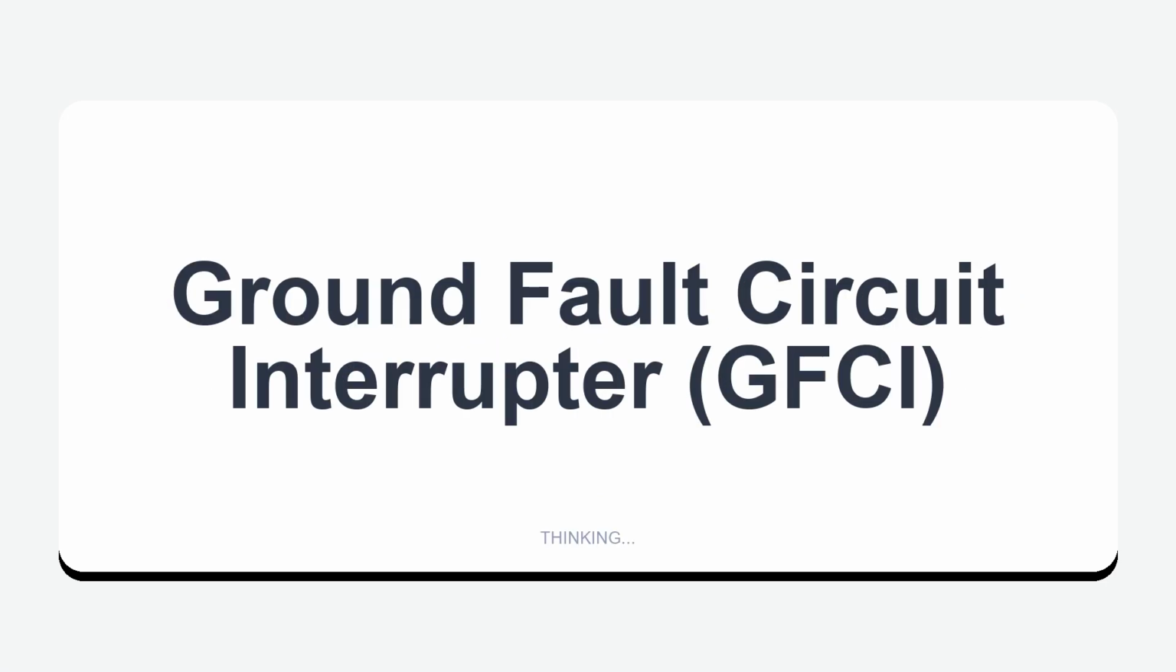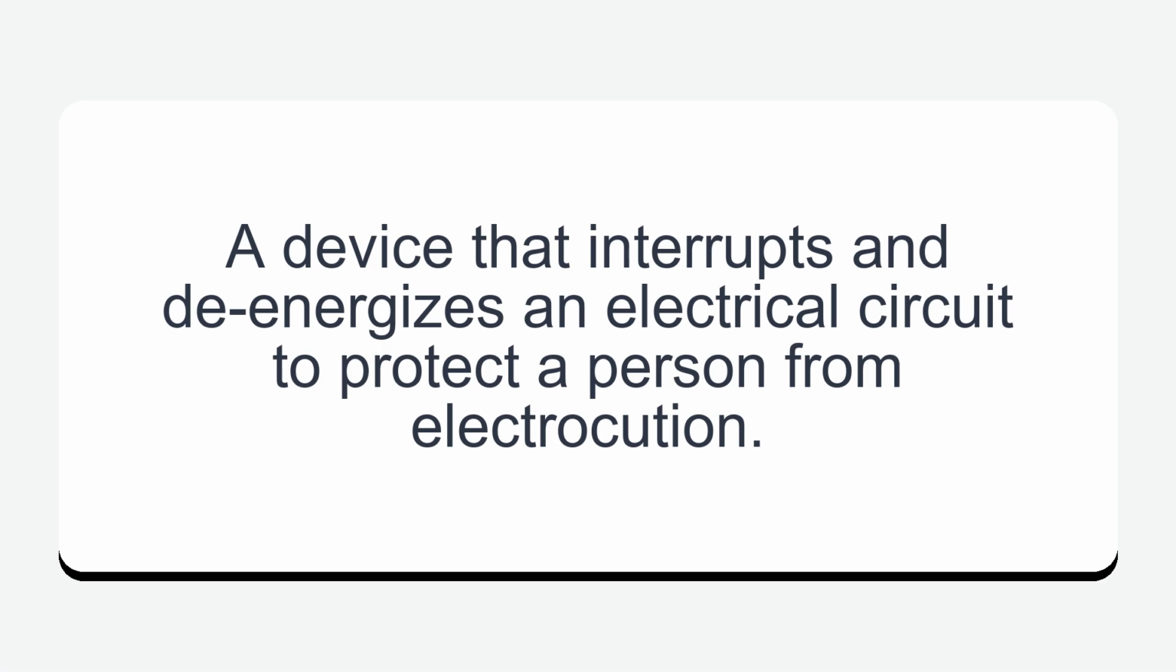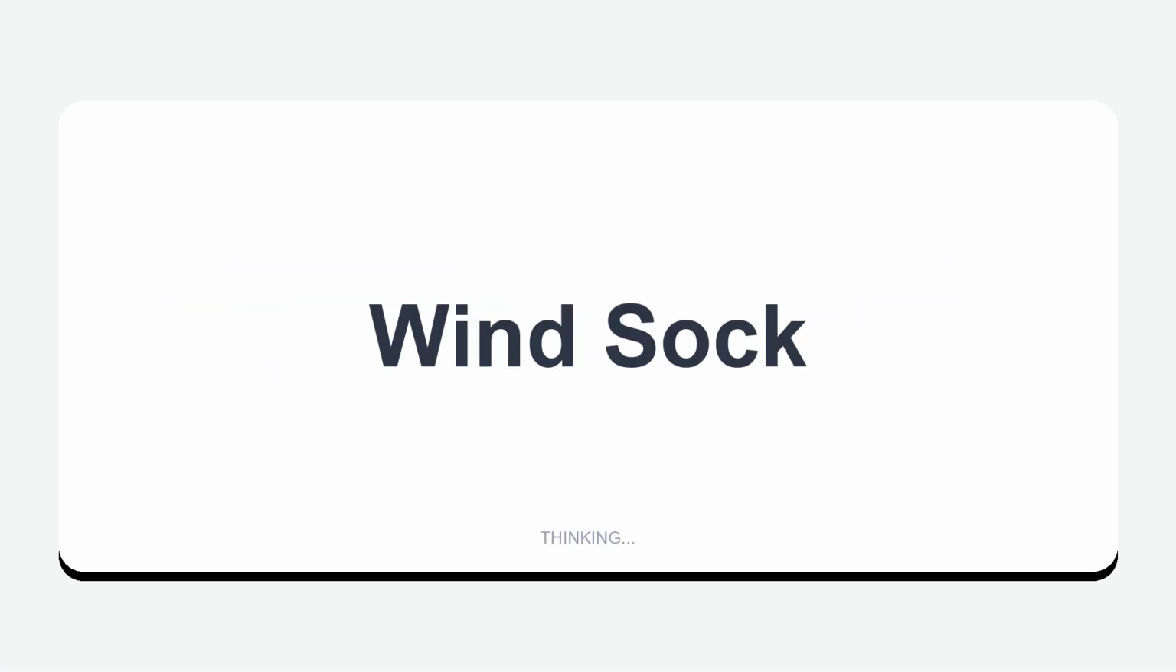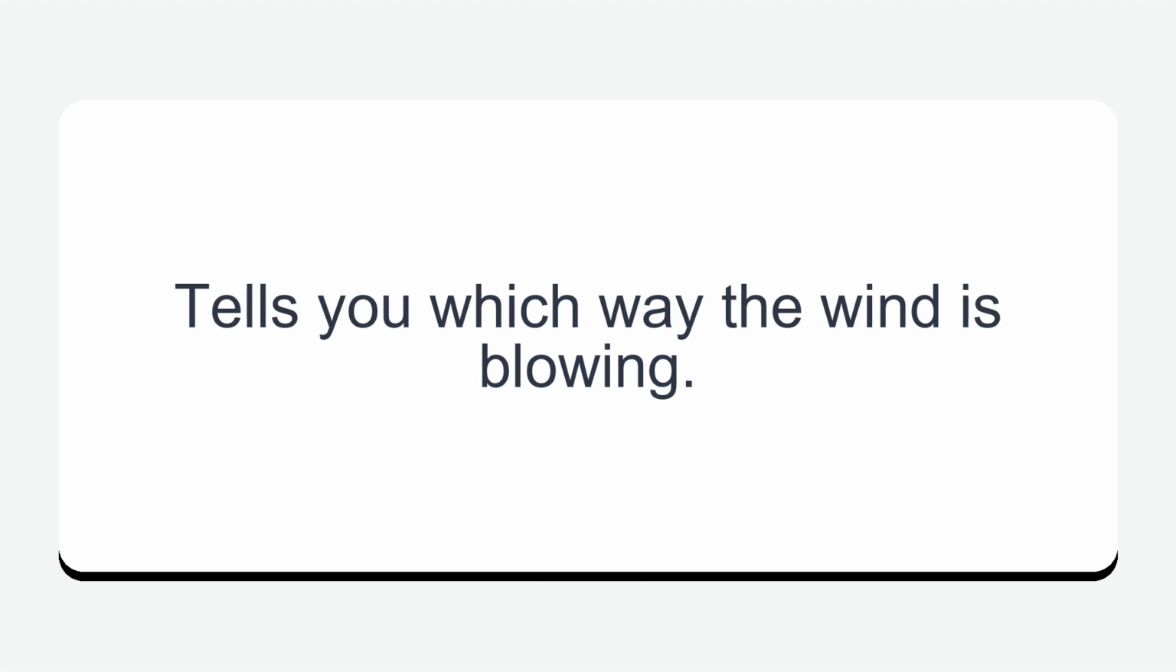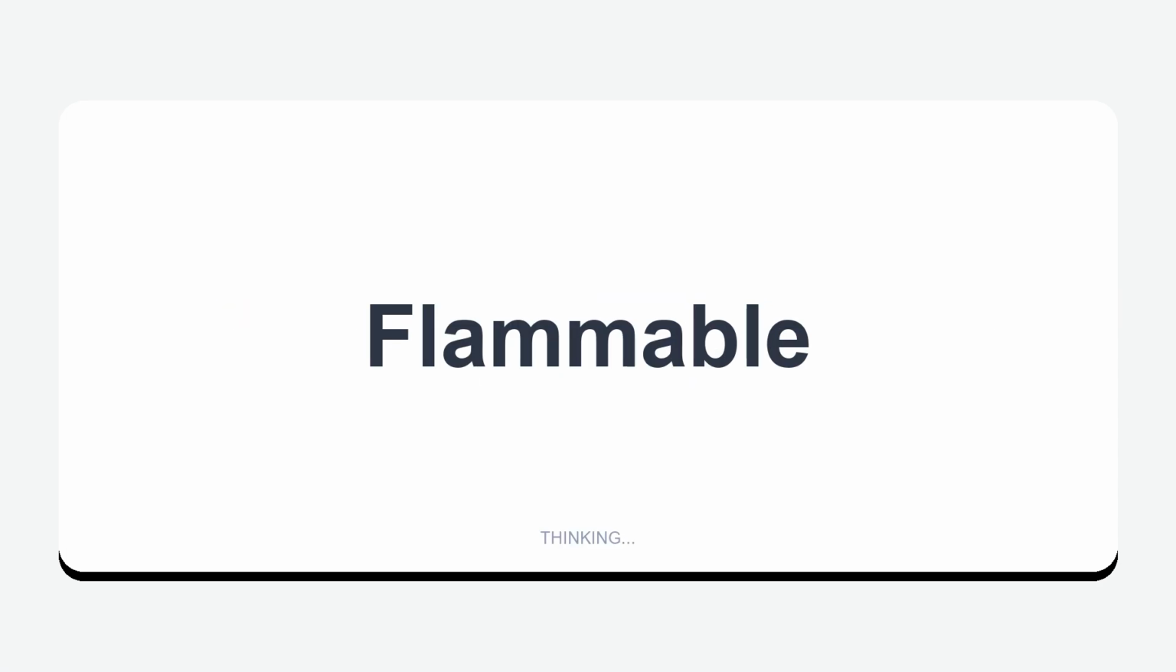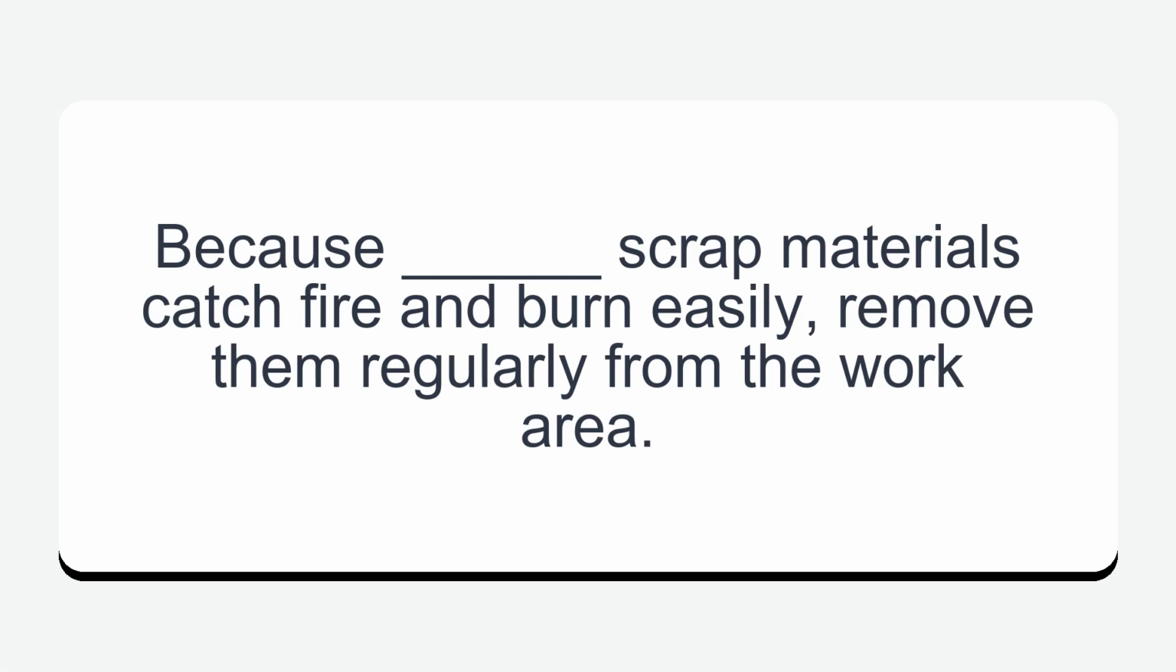Ground fault circuit interrupter, GFCI: a device that interrupts and de-energizes an electrical circuit to protect a person from electrocution. Windsock: tells you which way the wind is blowing. Flammable: because flammable scrap materials catch fire and burn easily, remove them regularly from the work area.